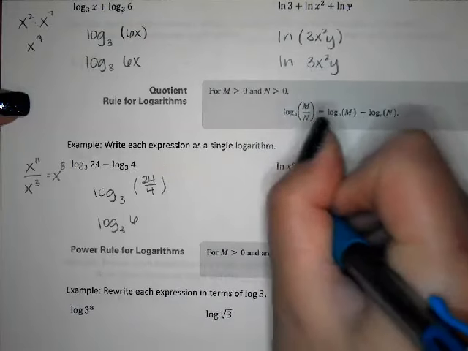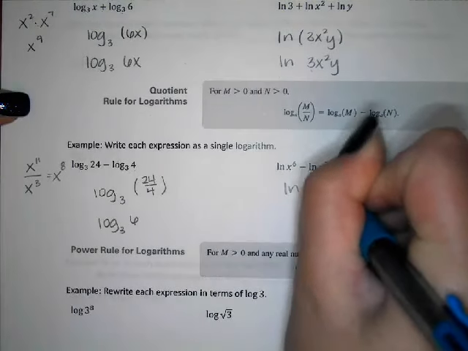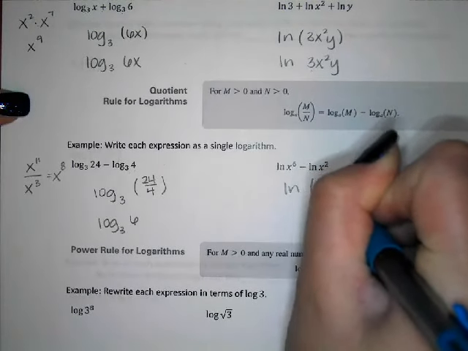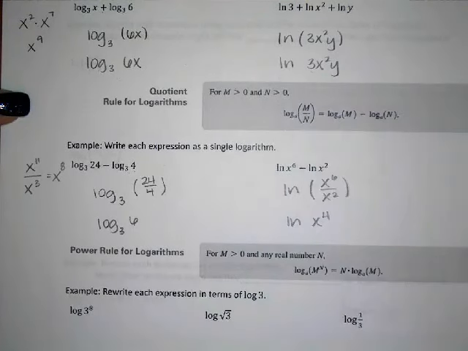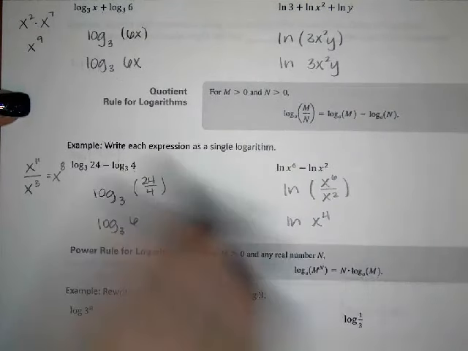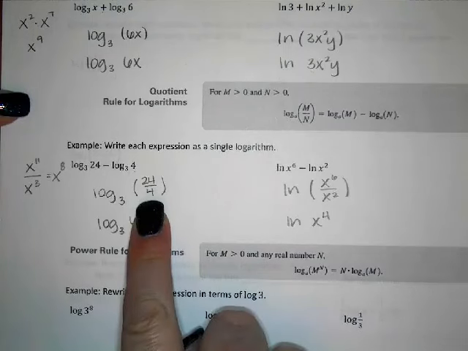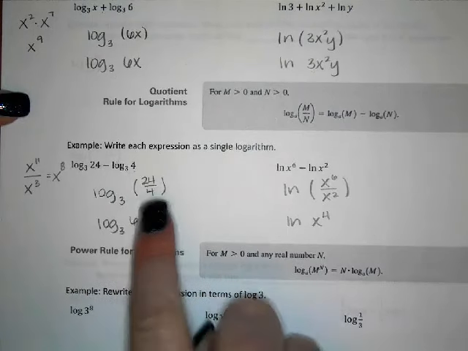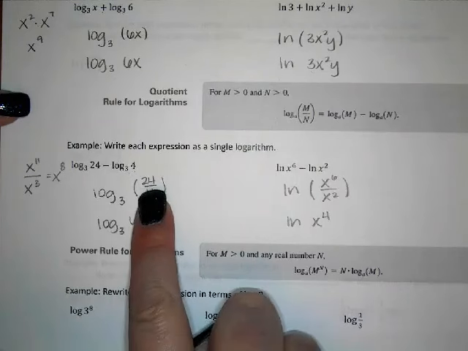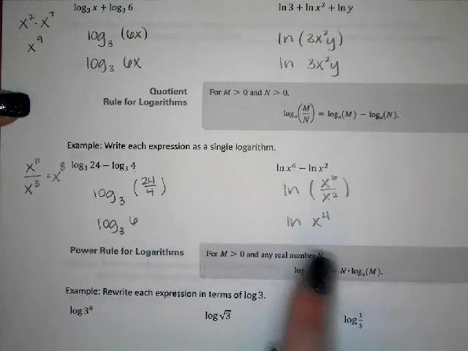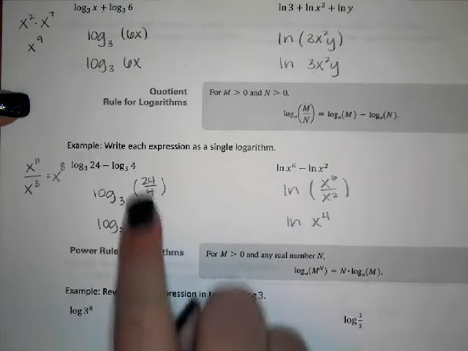This one over here would be ln of x to the 6th over x to the 2nd, which is ln of x to the 4th. And again, same thing I said above, you can put this in parentheses if it makes you more comfortable to think of multiple things happening at once. But technically, when you have a fraction like that, it is considered to be one group, and taking the log of one group makes sense.